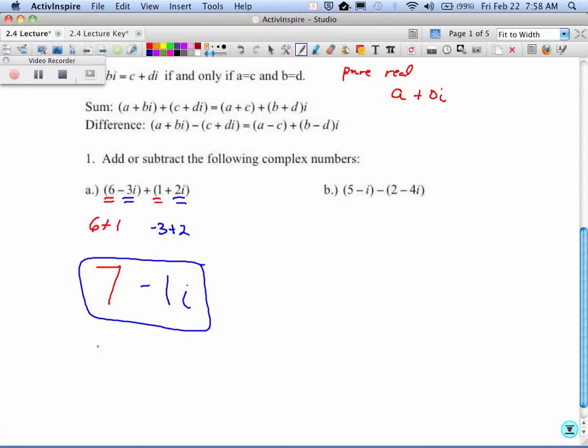Subtracting. Same thing, you just have to be a little more careful with that sign. So I have the real parts are 5 minus 2. And my imaginary part, excuse me, would be negative 1 minus negative 4. So a lot of these things you probably can just do right in your head. What is 5 minus 2?